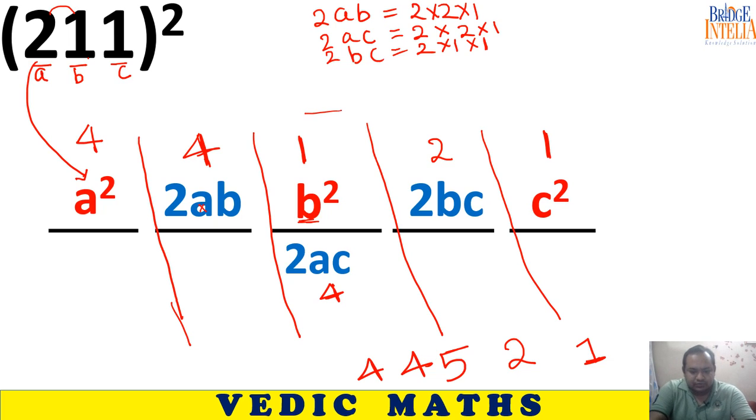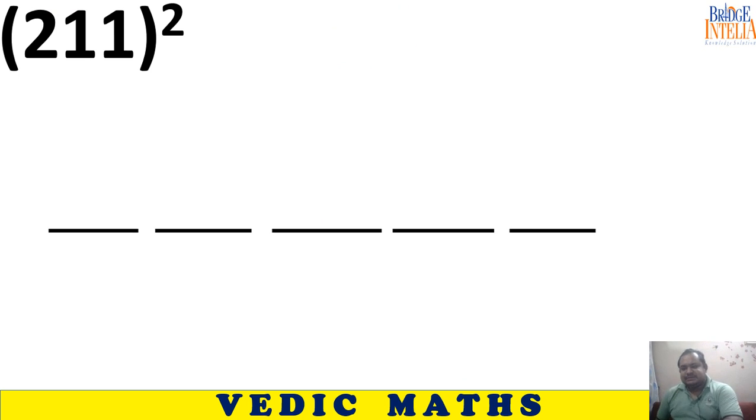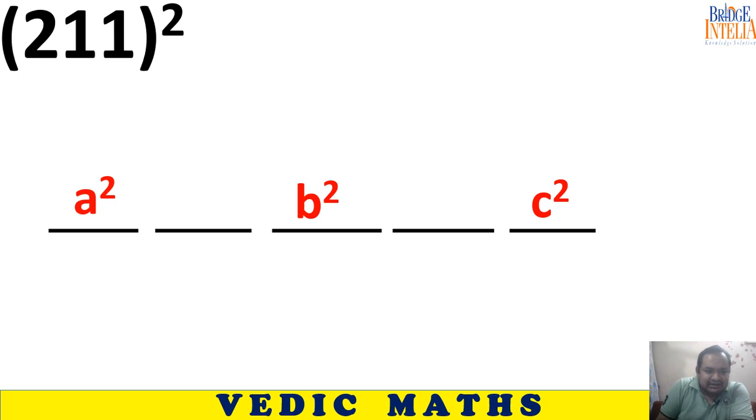I'll show it to you once again. So let us see, there are 5 blank spaces and how we have to fill those blank spaces. See again. So you have to write A square, then you leave a blank space, then you write B square, then again you leave a blank space and then you write C square. Fine. So what are A, B, C? First digit is A, second digit is B, third digit is C.